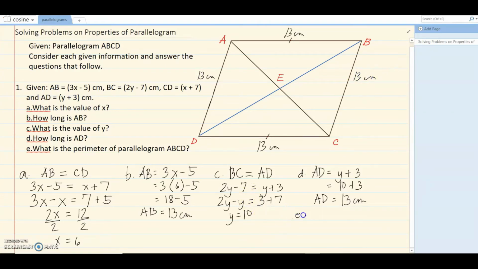So for letter E, the perimeter is 4 times 13. So the perimeter of this parallelogram, which happens to be a rhombus because all sides of this parallelogram are equal. So the answer here is 52 centimeters. So that is the perimeter of this parallelogram, which is a rhombus. So that will be for number 1.